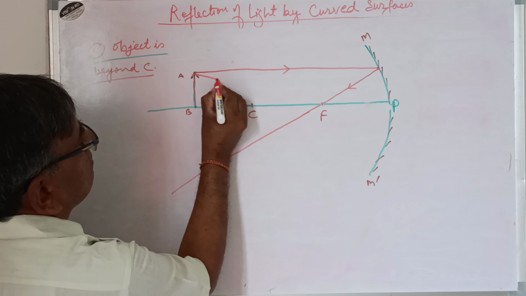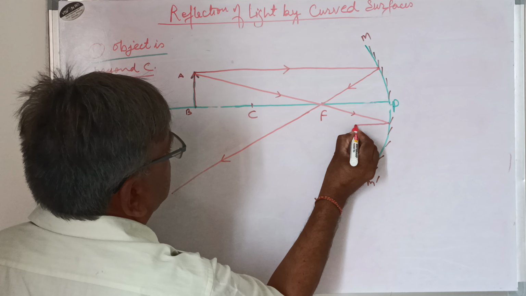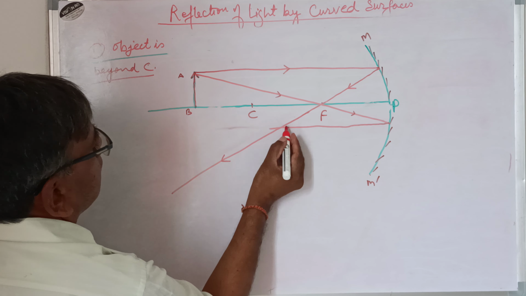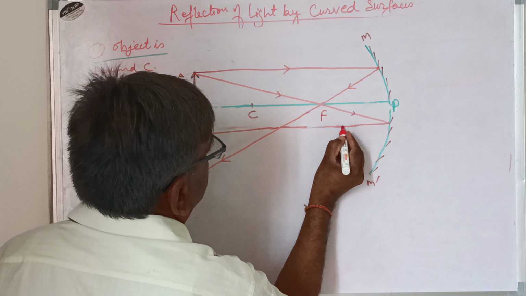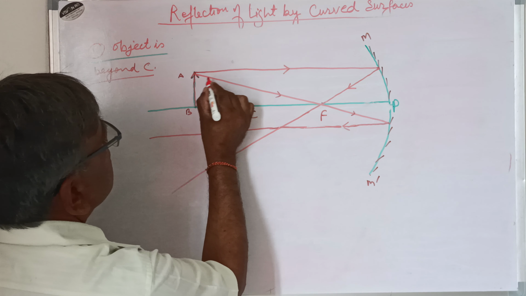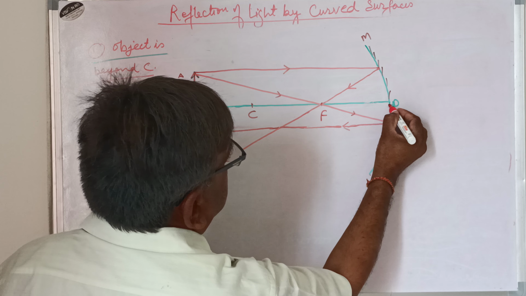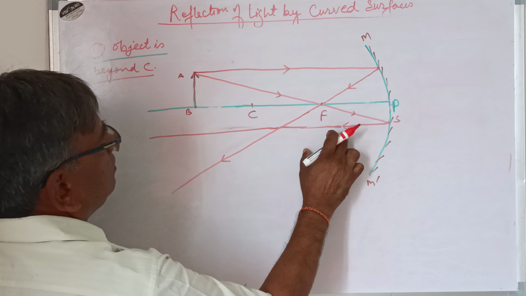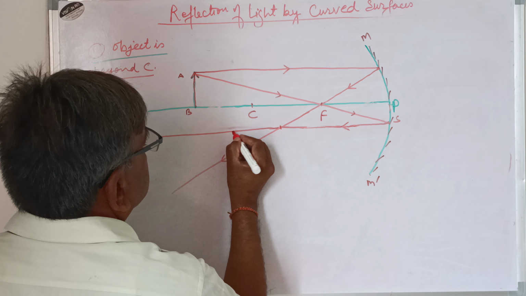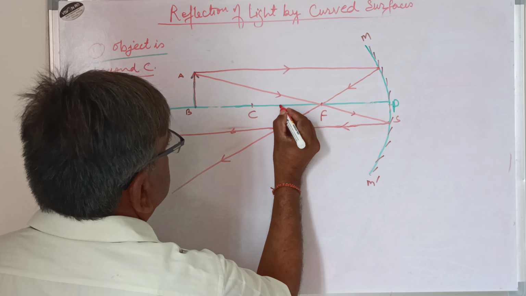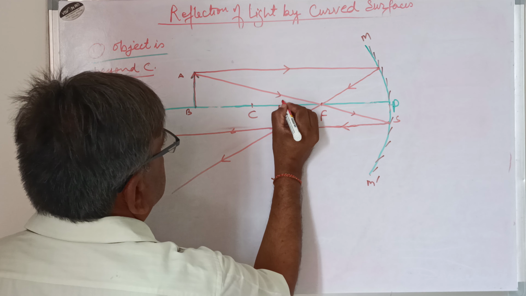Let us take this ray from the focus, and it becomes parallel to the principal axis. This incident ray passes from the focus and falls on this point S of the mirror, so its reflected ray will be parallel to the principal axis, as per the rule. This ray cuts here, so the image will form here. This will be the image A dash and B dash.